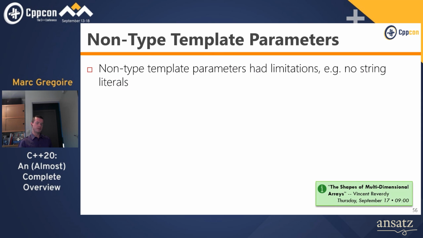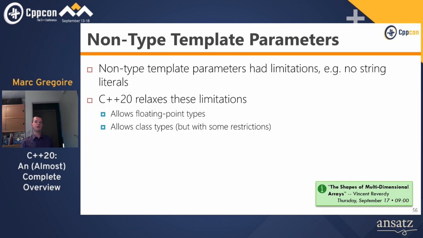Non-type template parameters. In the past, you had quite a lot of limitations. So you cannot use classes, you cannot use floating point types. These limitations have been relaxed, and now floating point types are allowed, class types are allowed, but class types are allowed with quite a lot of restrictions.